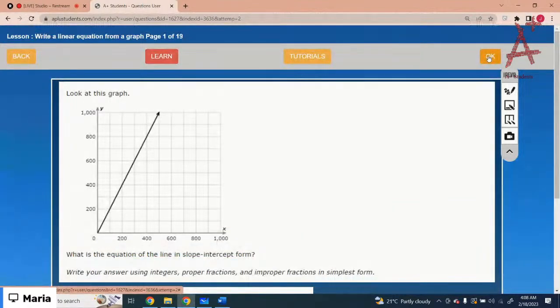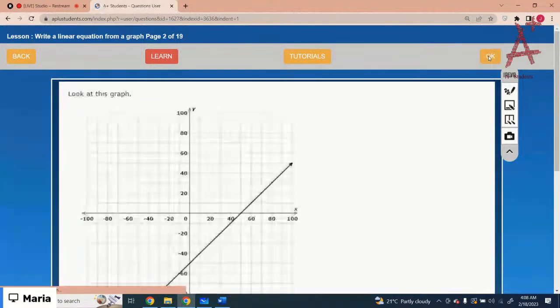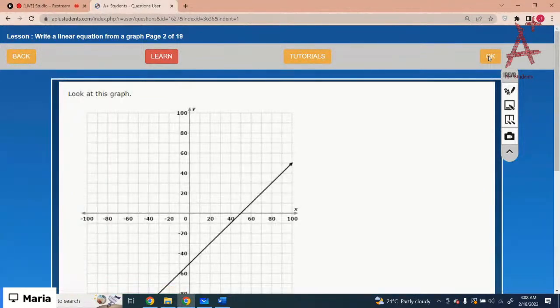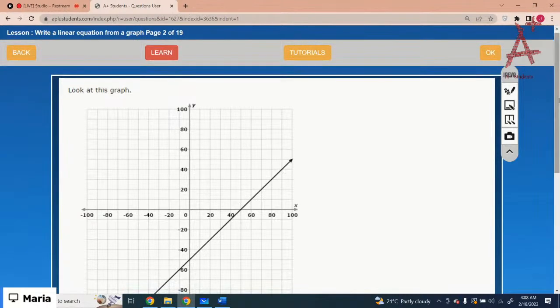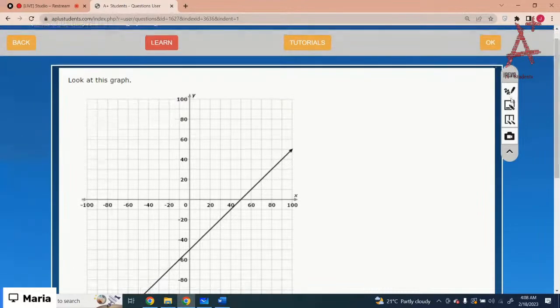So you just need to find two things from the graph. The one is the y-intercept and the second one is the slope. Got it? That is, I think, the one I did on the tutorial because it has the same points that are on the tutorial.